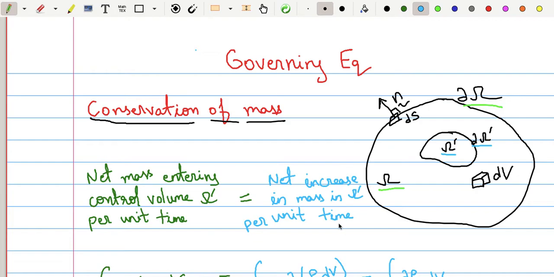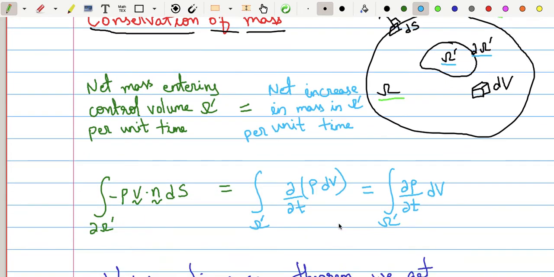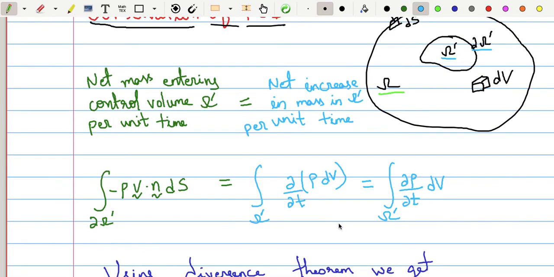Now, what is the mathematical equation for this? So, what is the mass entering the control volume? Let us see.